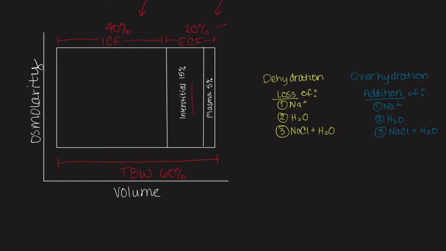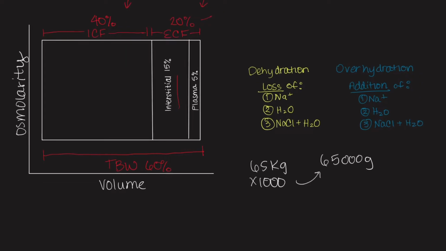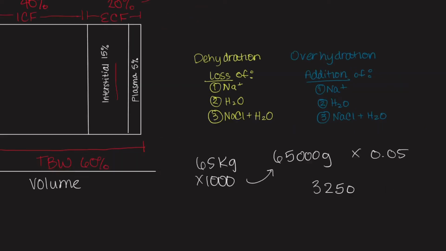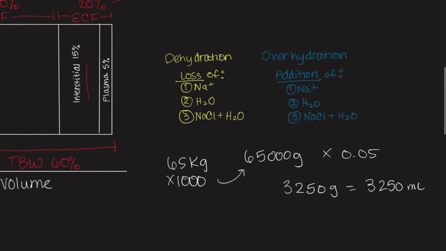So if, for example, you're given a question with a person who is 65 kilograms, 65 kilograms is equal to about 65,000 grams, right? If we want to calculate the amount of plasma in milliliters that this person has, we are going to take that 65,000 grams and multiply it by 5%, which is 0.05. And so 65,000 grams times 0.05 is equal to 3,250 grams. And grams is equal to milliliters, right? So 3,250 milliliters of plasma would be the answer.